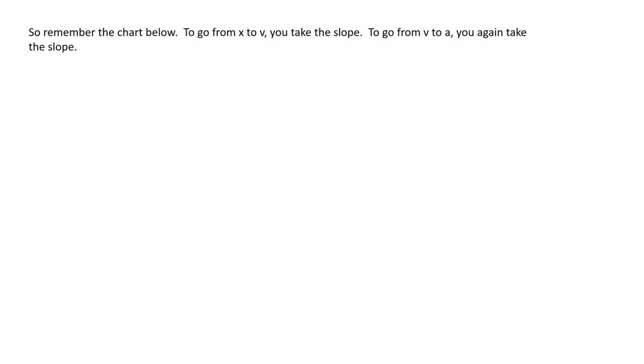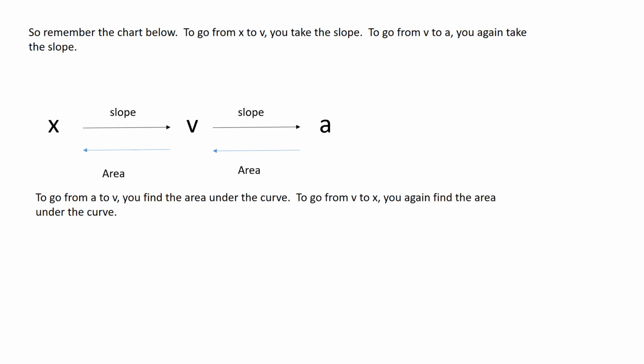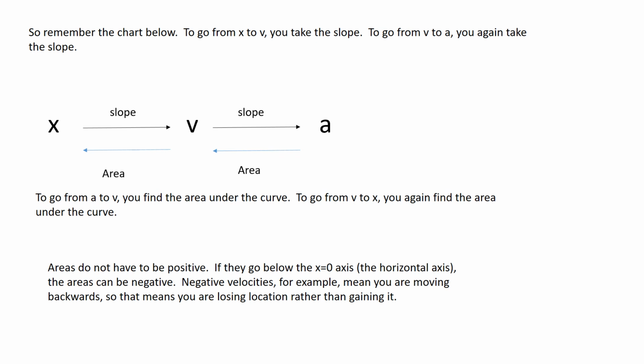So remember the chart below. To go from x to v, you take the slope. To go from v to a, you again take the slope. To go from a to v, you find the area under the curve. To go from v to x, you again find the area under that new curve. Areas don't have to be positive. If for some reason my graph goes below the horizontal axis, well, that means my area would be negative. Negative velocities, for example, mean that I'm moving backwards. A negative acceleration would mean I'm having a negative velocity.